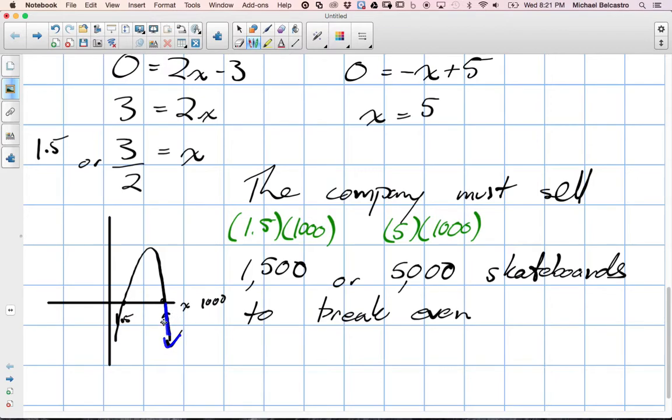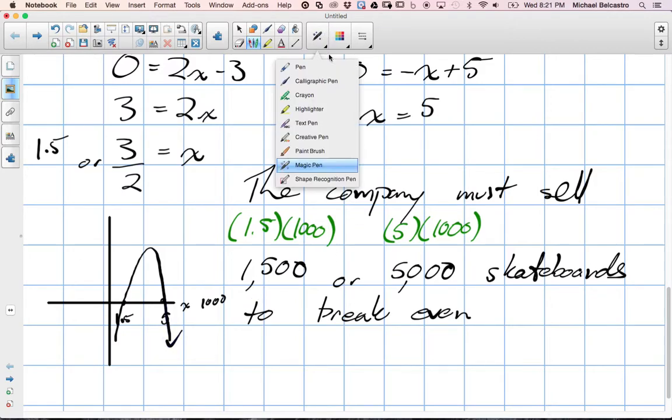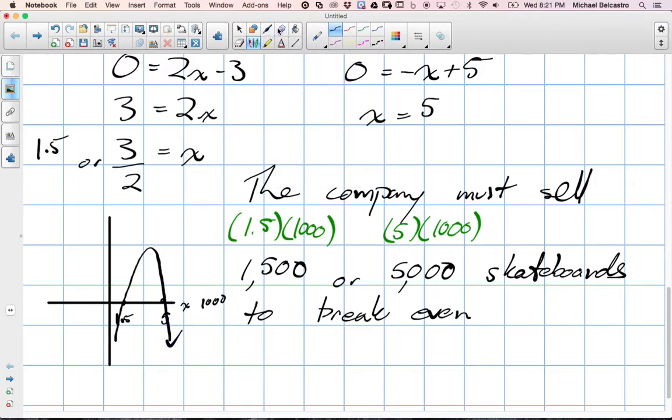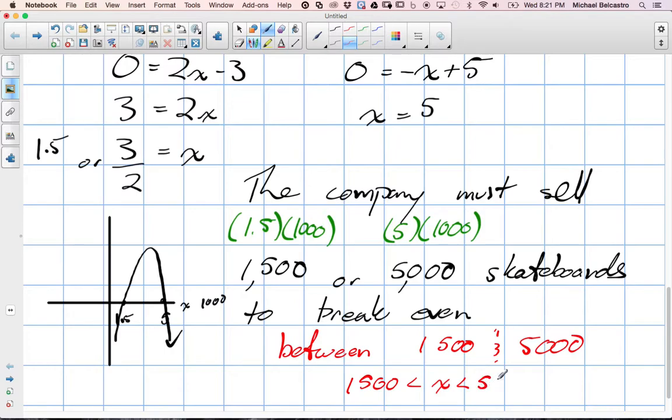The second part of this asks how many skateboards a company needs to sell to make a profit. That's where you can kind of make a domain. So in other words, a company needs to sell between 1,500 and 5,000. And you could kind of write that, if you recall doing our domain, it needs to be greater than that. The reason it needs to be greater than and not equal to is because equal to would be even. Okay, and to make a profit, we need to be just larger than that, and we need to be just smaller than 5,000, because at 5,000, again, we break even. So this is very similar to our restrictions with our domain.